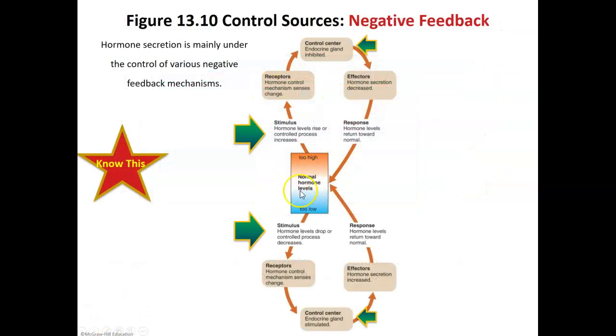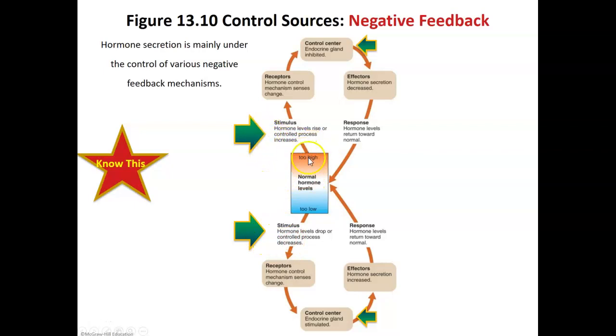Again, think of this box here as that average that we just talked about. Let's look, we have 2 possible stimuli, 1 and 2 here. This is a stimulus where the hormone level is going to rise or control a process is going to increase. Here, you're going to have a stimulus and the hormone level is going to drop, or the control of the process is going to decrease. So let's talk about the rise first.